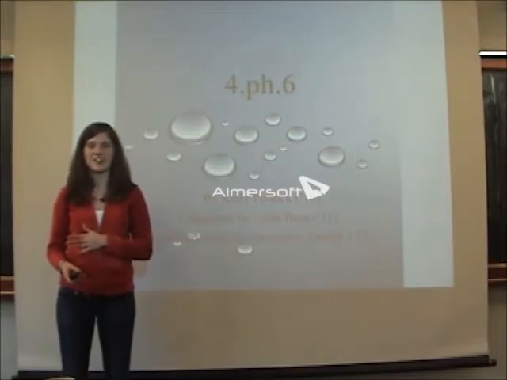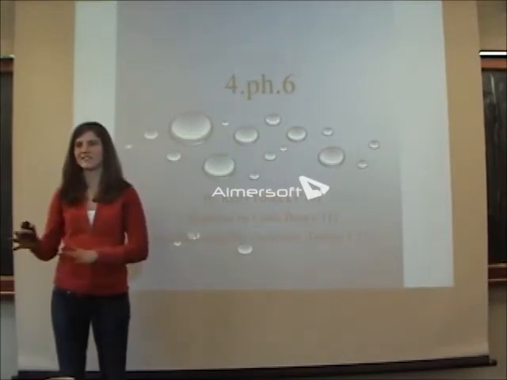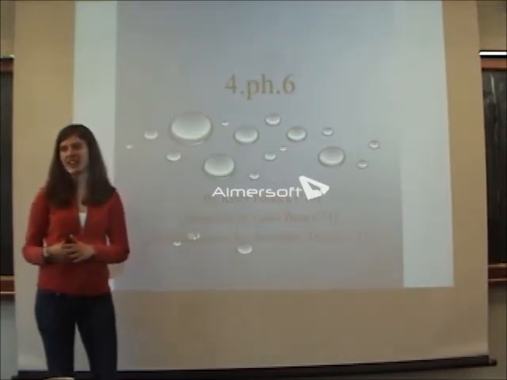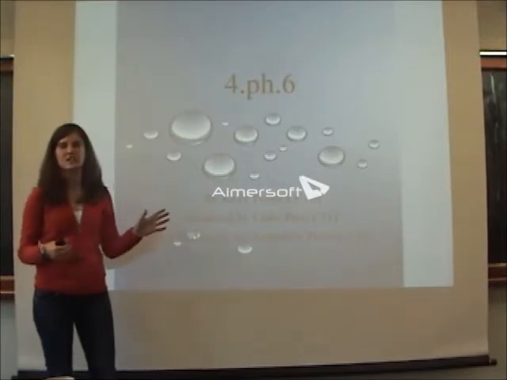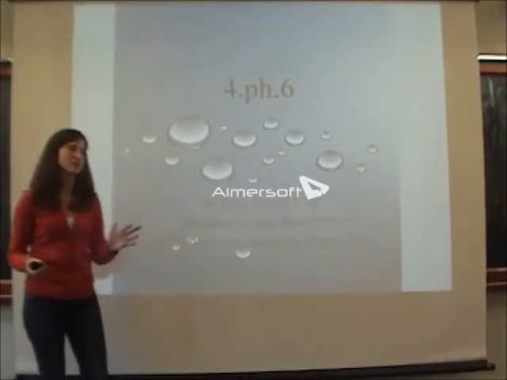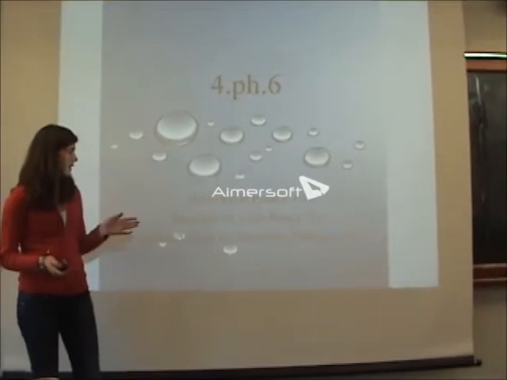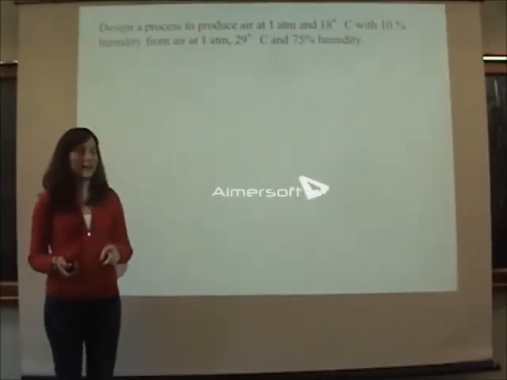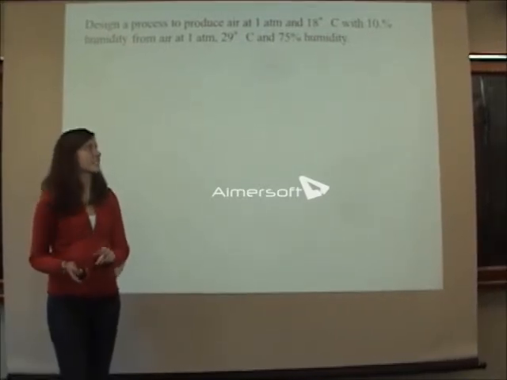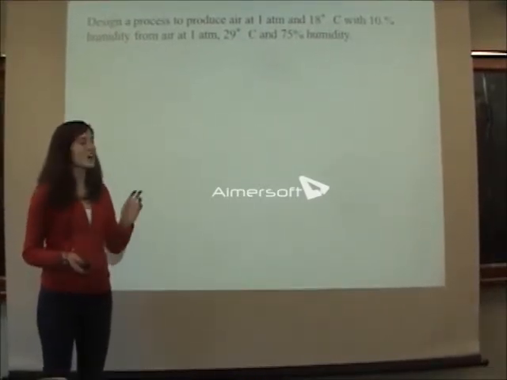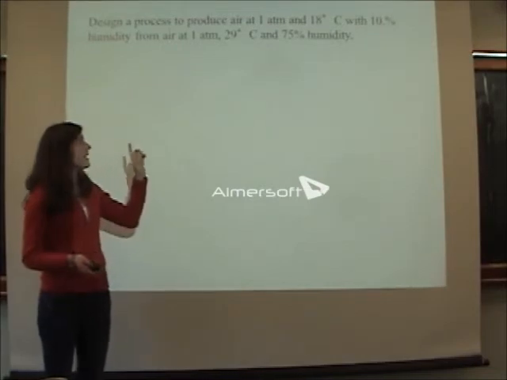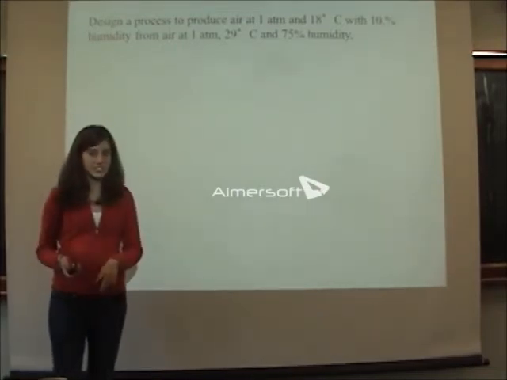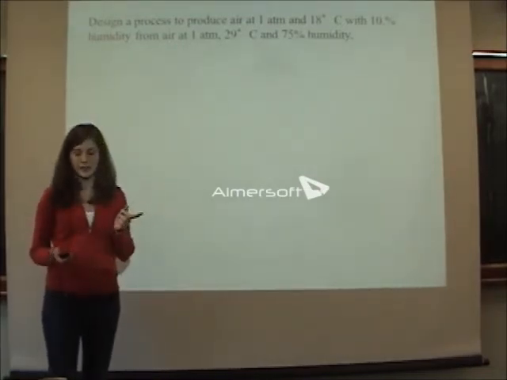So this is 4.ph.6. After doing our poll, we realized that we're all still a little bit confused about what exactly is going on and how to navigate these. So hopefully this will help you clarify some questions that you might have. So the question is, design a process to produce air at 1 atmosphere, 18 degrees C, with 10% humidity from air at 1 atmosphere, 29 degrees C, 75% humidity.